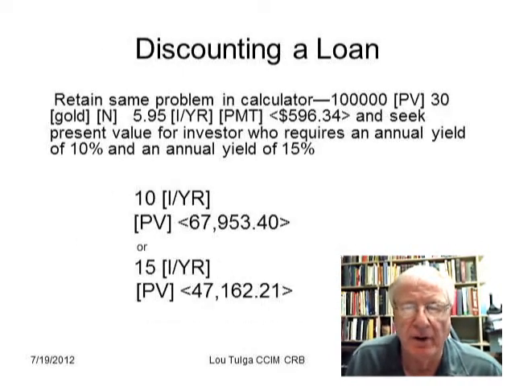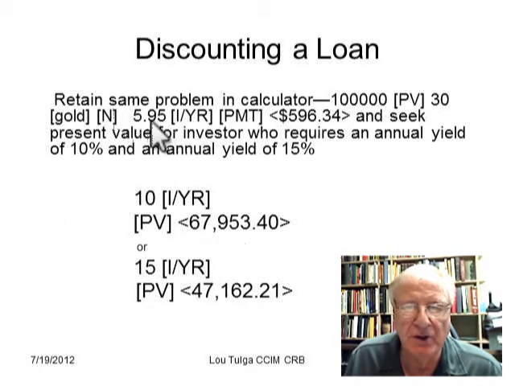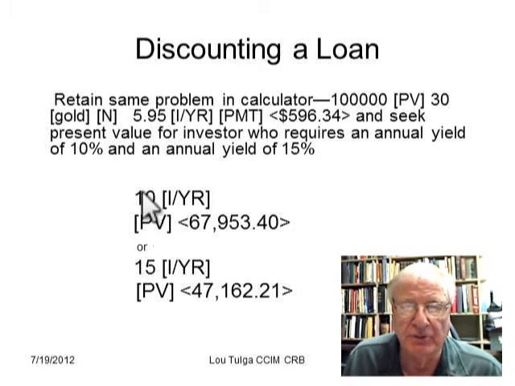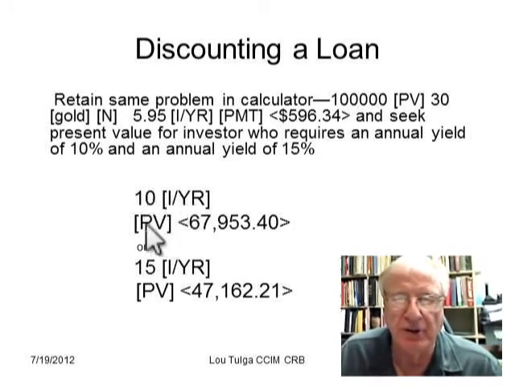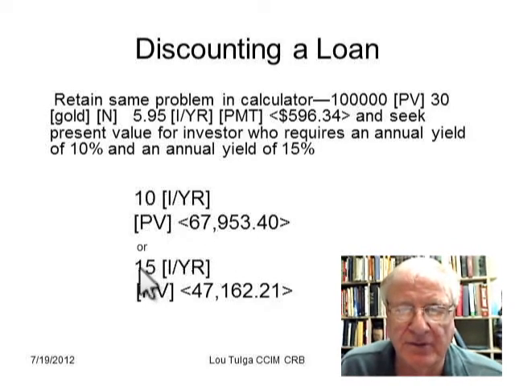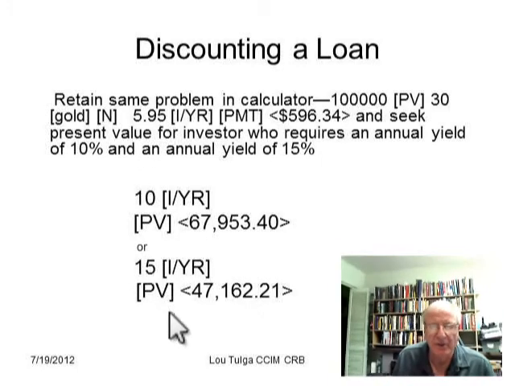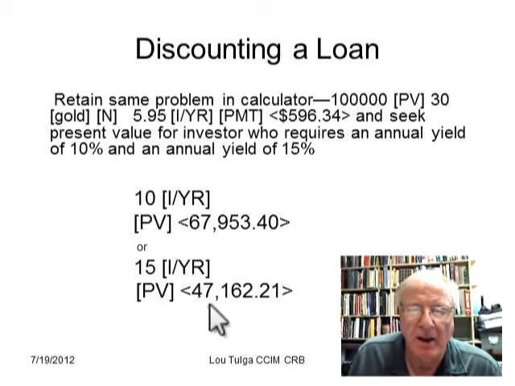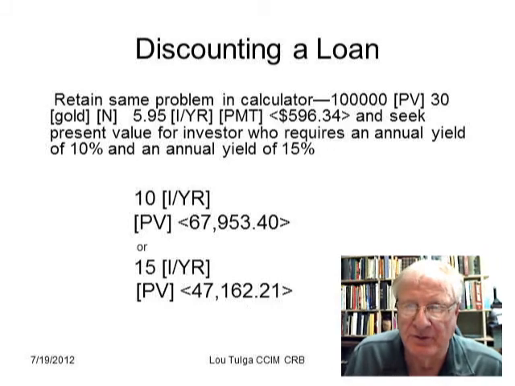Then over here, if you want to discount this loan, if it's seller financing, and the investor wants more than a 5.95 yield, wants a 10% yield, you type in without changing anything else, 10 interest rate per year, hit the present value key, and that's what they can pay. Another investor needs a 15% yield, not the 5.95 note rate, and hit 15 I per year, press the present value key, and they can only pay $47,000 as you see on the screen.